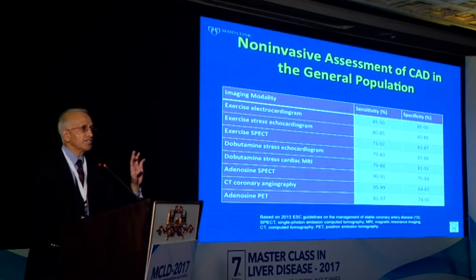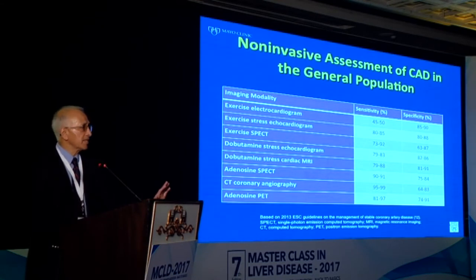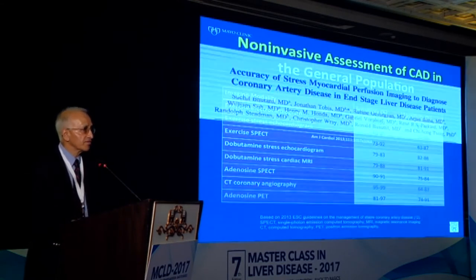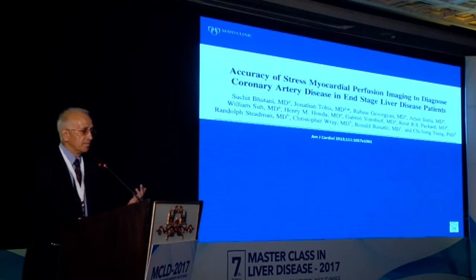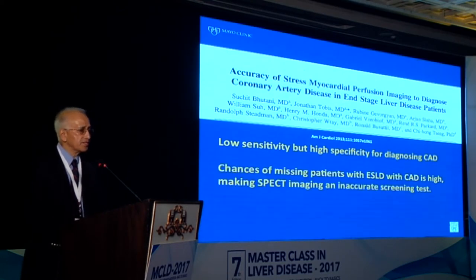Now, what applies to the general population for screening for coronary artery disease doesn't apply completely to patients with cirrhosis. So SPECT scanning is supposed to be the best exercise testing, best stress testing in the general population as compared with coronary angiography for structural changes. But this study will show you that using SPECT scanning in patients with end-stage liver disease, low sensitivity, you tend to miss a lot of coronary artery disease, but really it's quite specific. So what are the other options?